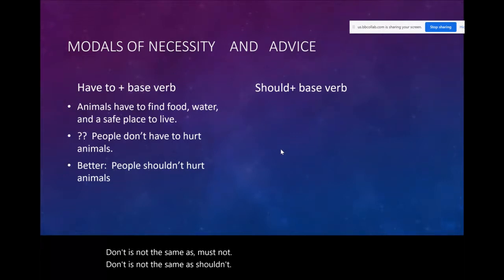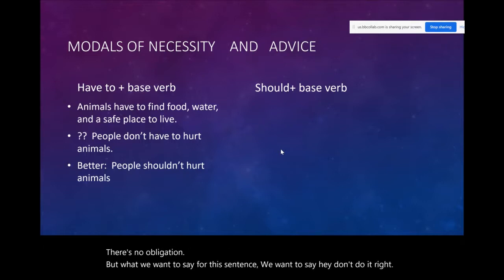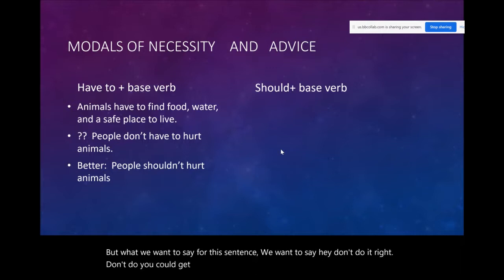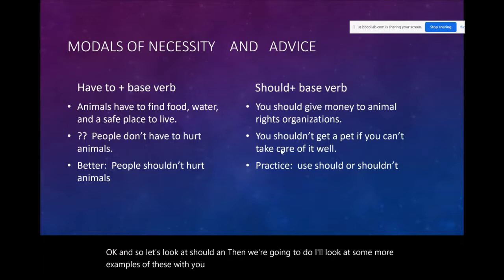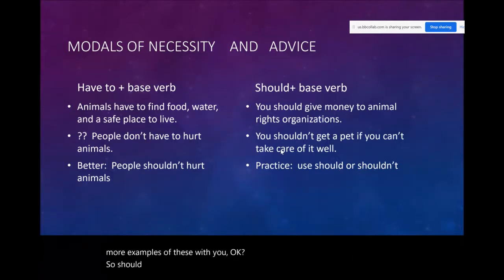Don't have to means if you want to, it's okay, it's no big deal. There's no obligation. But what we want to say for this sentence is, hey, don't do it. You could get in trouble for that. So we want to use "shouldn't" here. And so let's look at "should," and I'll look at some more examples of these with you.